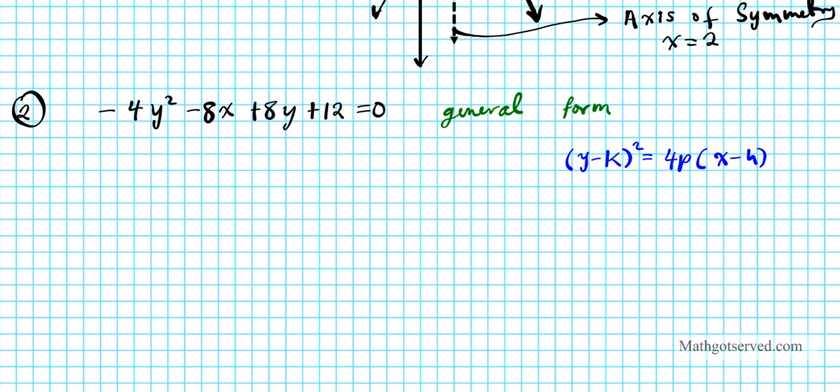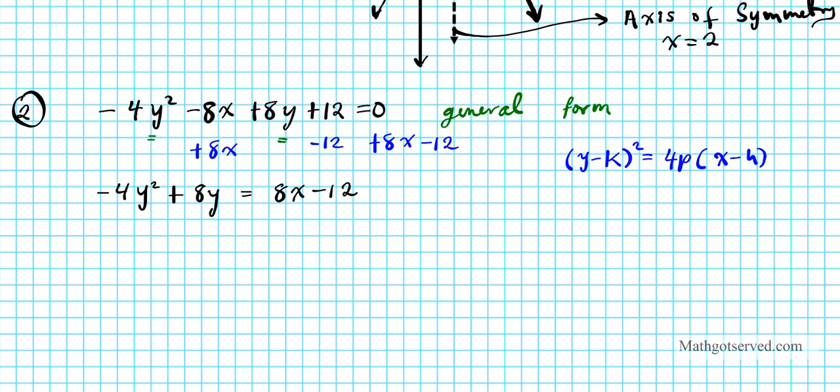So to accomplish that, let's put the y's together. I have a y squared and a y right there. Place them next to each other. We have -4y squared + 8y, and then everything else gets tossed to the other side. So I need to move 8x over to the right and also positive 12. So let's add 8x and subtract 12. That gives us that this is equal to 8x - 12.